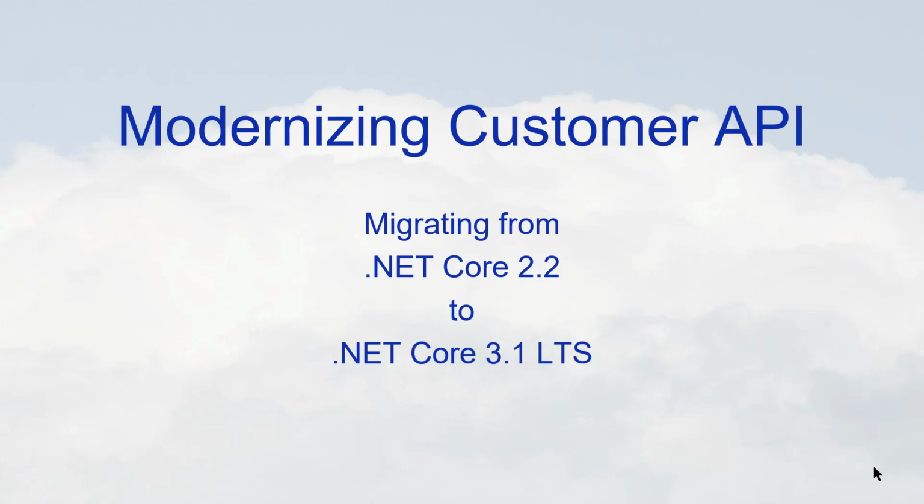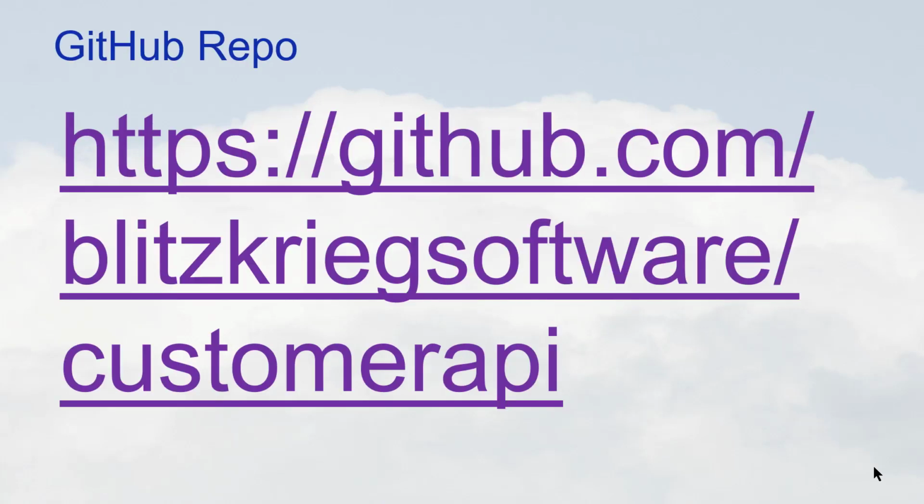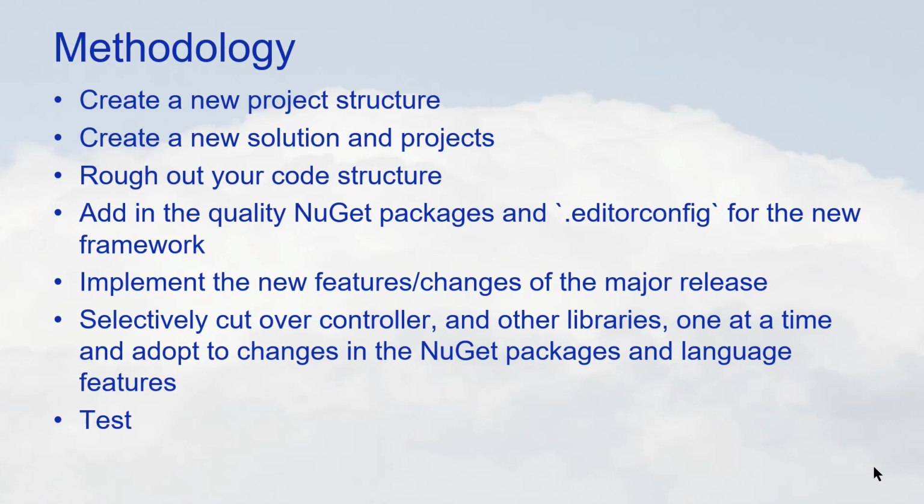Hello again. Quick video this time about upgrading our customer API demo from .NET Core 2.2 to 3.1. As always, you can find the repo. There are two folders, Core 2 and Core 3, that represent .NET Core 2 and .NET Core 3 respectively. So here is the methodology that we found works pretty well.